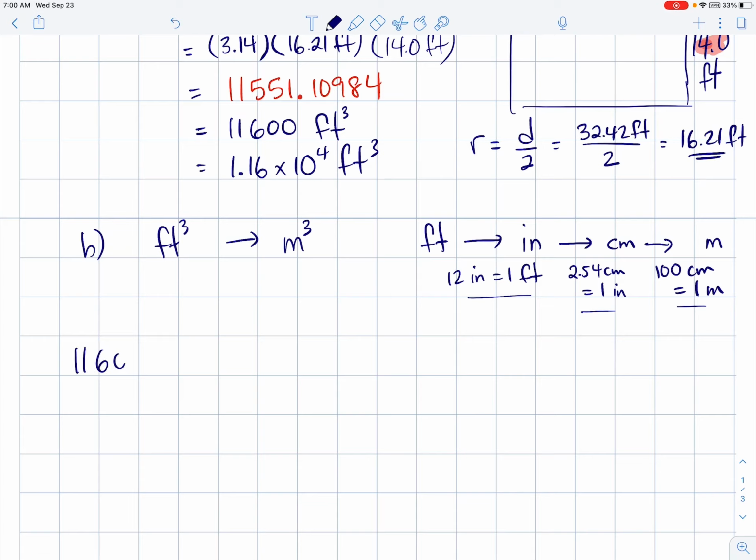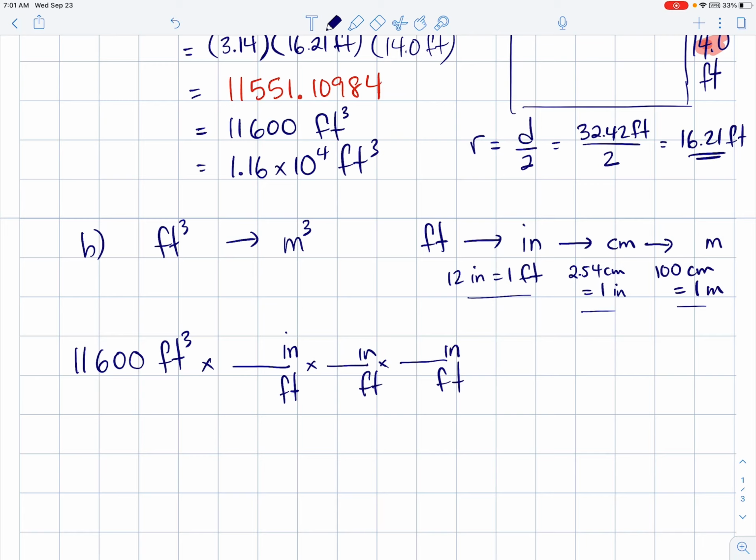Start by writing out your answer to the last question, 11,600 cubic feet. Now next comes my unit multipliers. I'm going to use that first fact. Because we have cubic feet in the numerator, I'm going to put feet in the denominator, and I'm going to convert that to inches in the numerator. Notice that if you have feet in the denominator and there's feet in the numerator, they'll cancel out. But here we had cubic feet in the numerator, so that's why I need to use that fact 3 times.